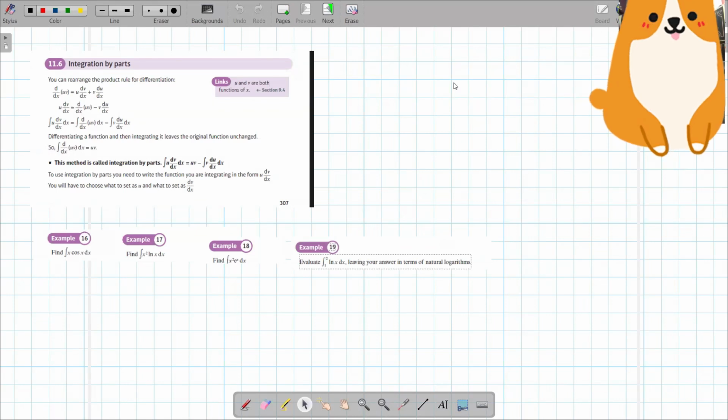So today we are gonna discuss integration by parts. Have you done this exercise before? Like a little bit, but not much. Okay, first of all, let's understand what is the method of integration by parts.